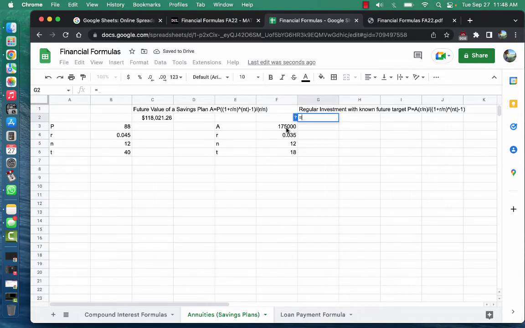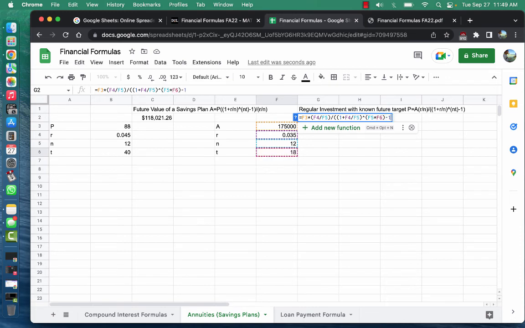So we're going to do equal. Okay, we start with A times, so we do the asterisk, left parenthesis, rate divided by N, right parenthesis, and then divided by, that's the big fraction bar in the formula, and then left parenthesis, 1 plus the rate divided by N, right parenthesis, to the left parenthesis, N times T, right parenthesis, and then a minus 1, and then another right parenthesis. You should be getting 582.74.